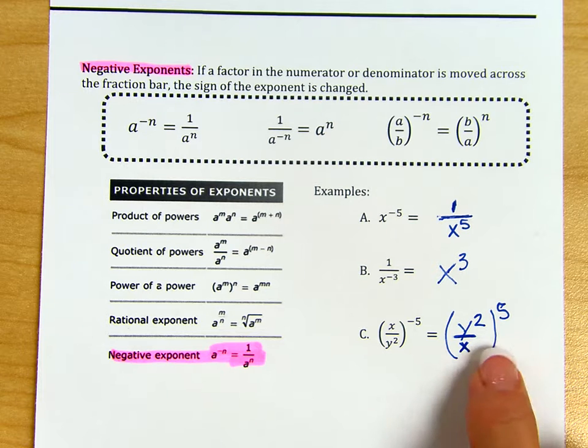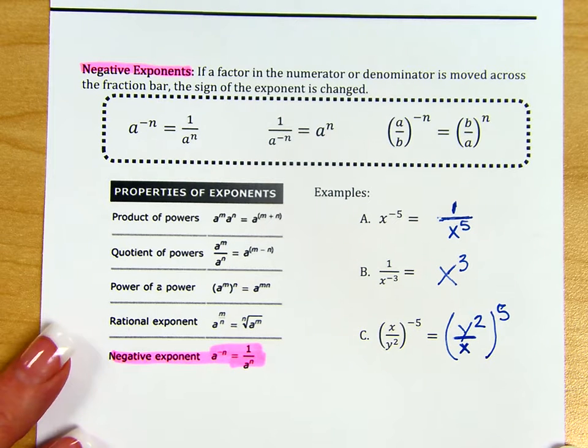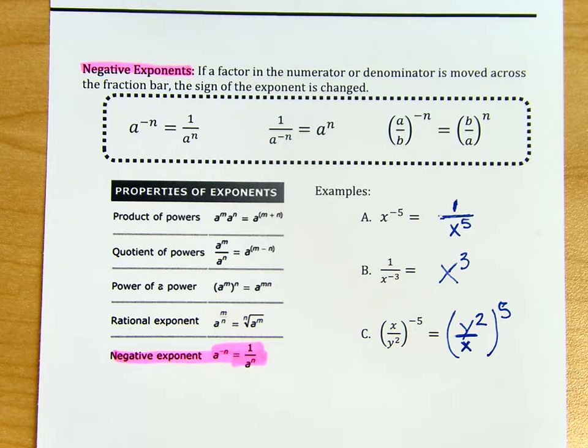Now, in this last example, this is not fully simplified, but it's just an example of how to change the negative exponent to be a positive exponent. In a later video, we will look at how to simplify this further. So this is Unit 7, Lesson 1, the negative exponent property.